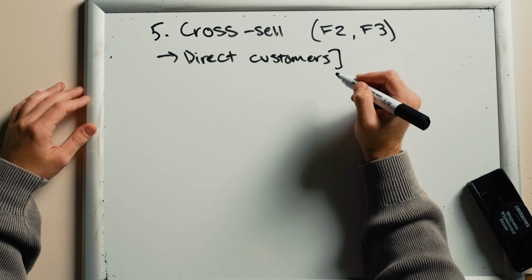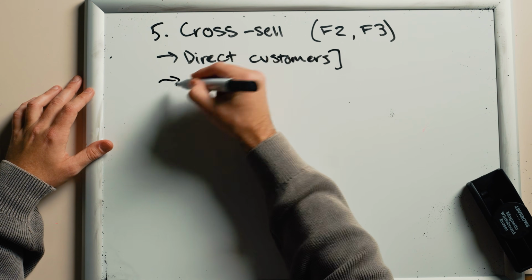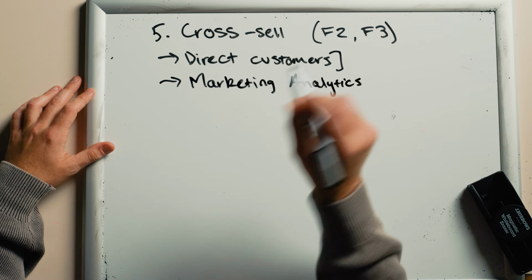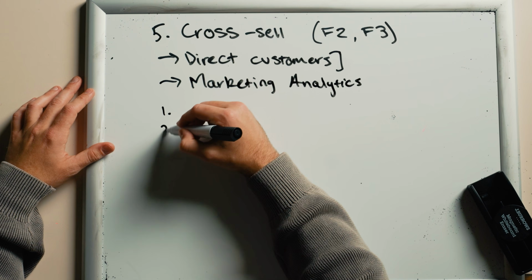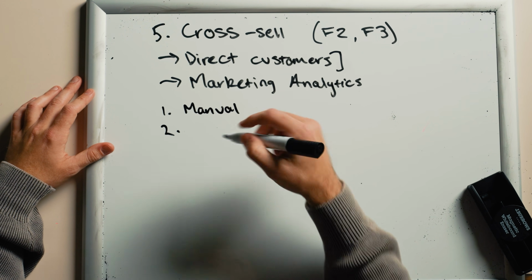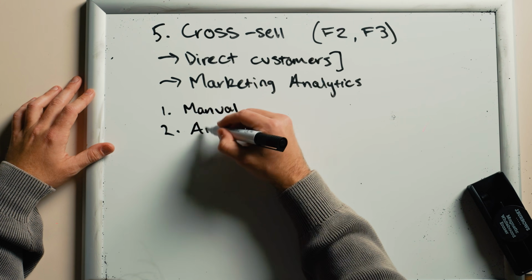This is a very hard one to get right, but now there's AI tools and Klaviyo marketing analytics, which make this a little bit easier to do at scale. Now, there's two ways that I'm going to try build a cross-sell flow, and this is actually a very good A/B testing opportunity. There's manual, so this is where we set it up and make recommendations ourselves. And then there's AI powered.